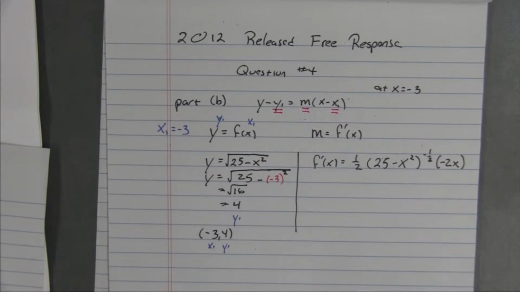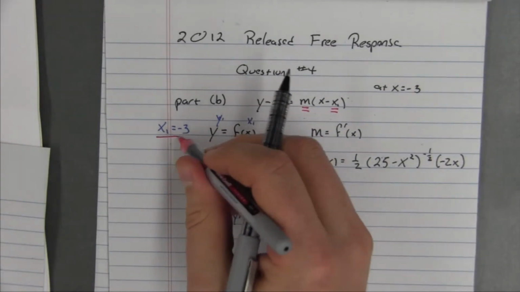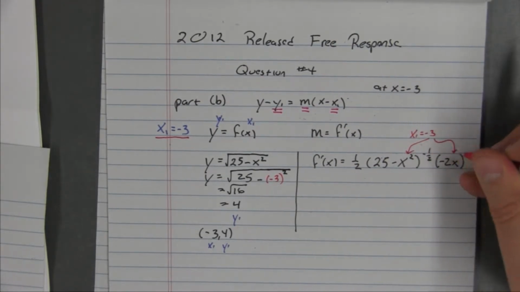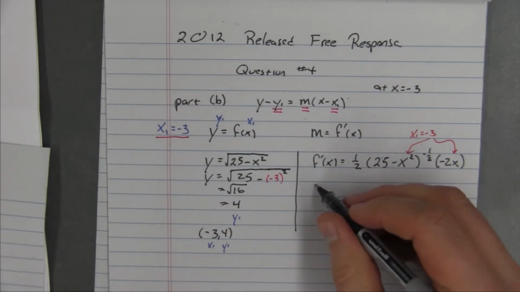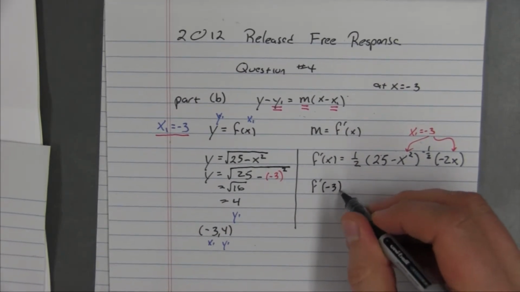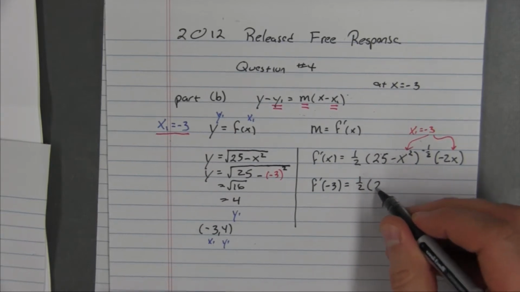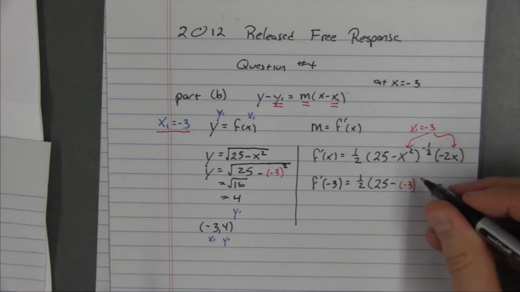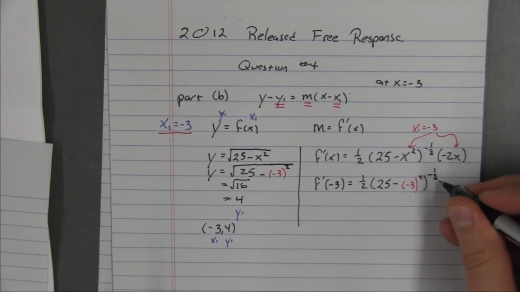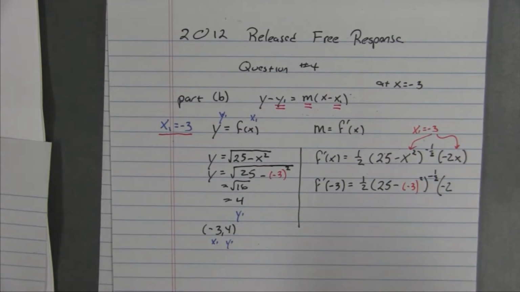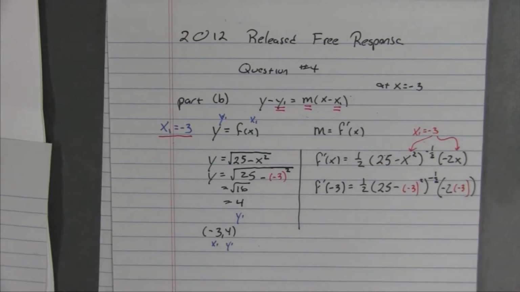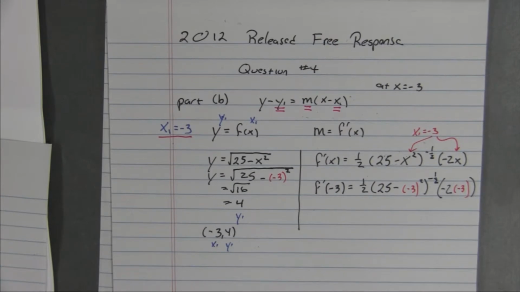All right, and now I'm just going to substitute in my value of x1 equals -3. We're going to put that here and here. Then we can call that f prime of -3. So that's equal to 1/2 times 25 minus, we'll put our -3 in parentheses, and it's squared, and then it's to the -1/2 power. And then we're multiplying by -2. We want to remember that this is also a multiplication, so that's times -3, and then we're going to close parentheses there. Now, in AP, generally, we don't have to simplify an expression like this.